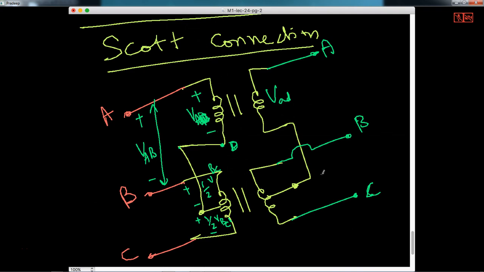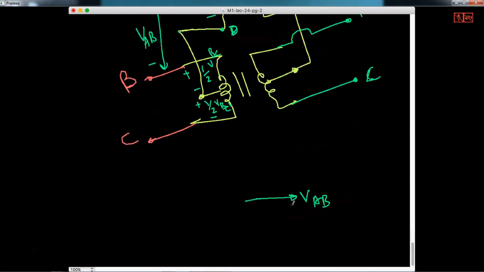So see, we have VAB and then we have VBC and then I have VCA. So half of VBC is somewhere like this. So that half of VBC we have to subtract from VAB, then you will get a voltage somewhat like this. So in other words, the standard textbook diagram for the Scott connection is like this. So eventually it is exactly like this.